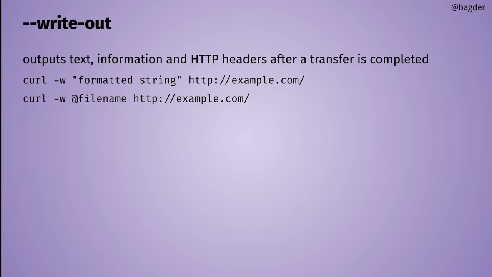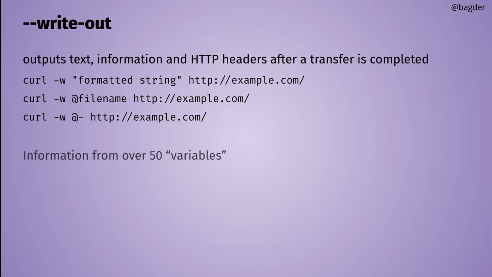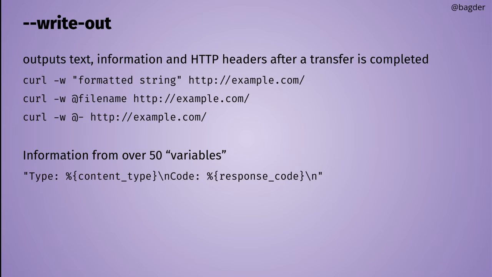You can then read that string, for example, from a file, or you can get it from standard input if you want to. And in that formatted string, there are over 50 different variables, and you can use them like this, for example. If you want to output the content type from the response, or the response code from a server, or whatever, there are lots of different variables here. As you can see, the variables are accessed with a percent sign and braces around the variable name. And then you just go ahead and output that.